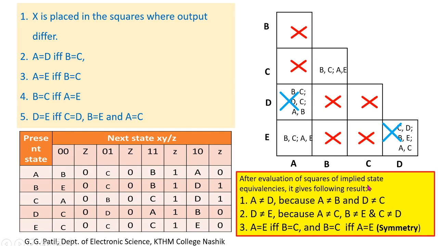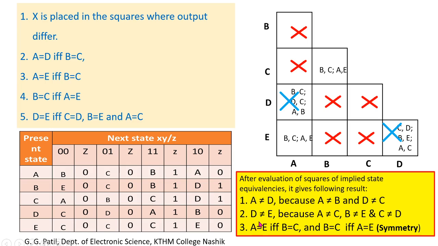After the evaluation of squares of implied state equivalencies, it gives the following result. A cannot be equivalent to D. A cannot be equivalent to D because A is not equivalent to B. Why? It is crossed. And D is not equivalent to C. Another implied pair is DC. So this cannot be equivalent. This state cannot be equivalent.